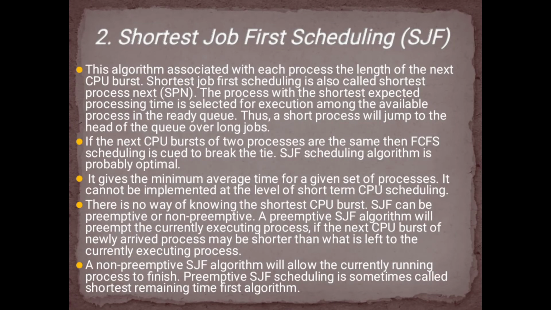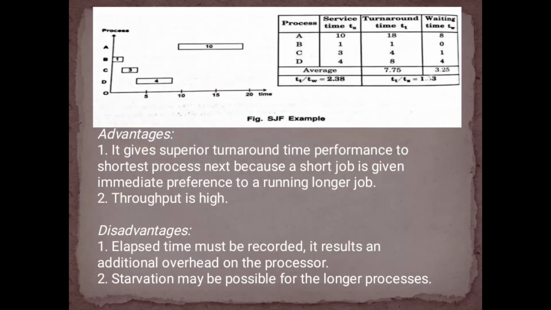Next one is shortest job first scheduling. The disadvantage we discussed in the previous one, first come first serve, is that the shortest job has to wait until the longest job is completed. In this one, we find which is the shortest job among the given set of jobs. The job with the shortest service time will be executed first, the next shortest job will be executed next, and like that they will be arranged.